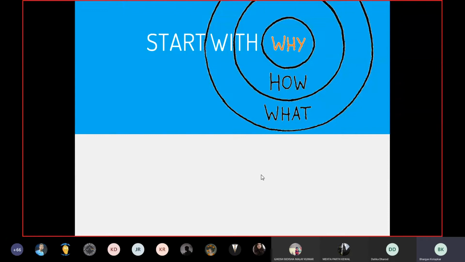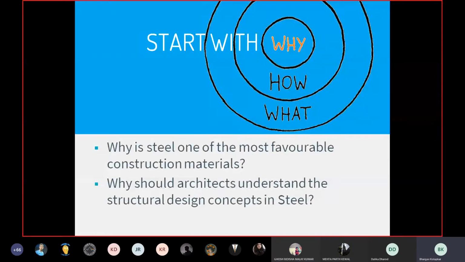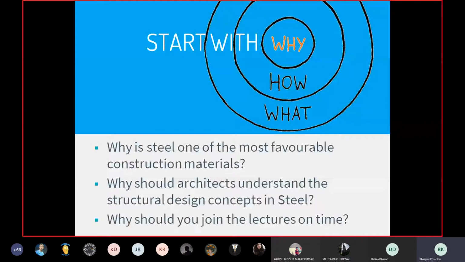So the first question to start with is, why is steel one of the most valuable construction materials? And why should you, as architects, understand the structural design concepts in steel? So, I'm going to focus on answering these questions in this and perhaps the next lecture. And a third question that perhaps you might be able to answer is why you should join the lectures on time.